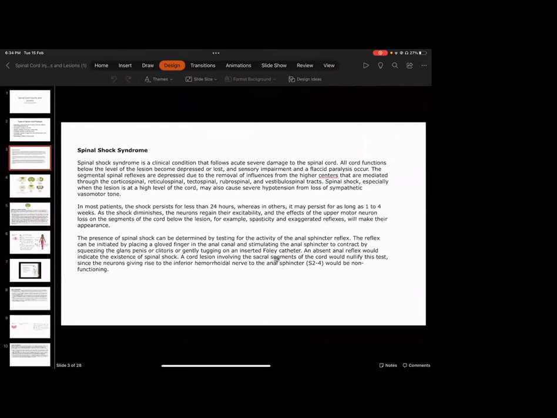A cord lesion involving the sacral segments would nullify this test, since the neurons giving rise to the inferior hemorrhoidal nerves and the anal sphincter would be non-functional.